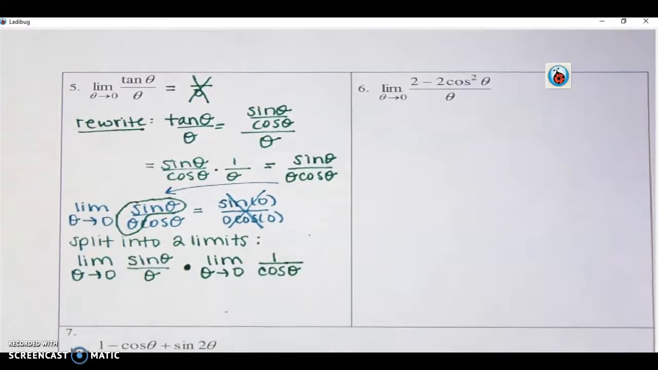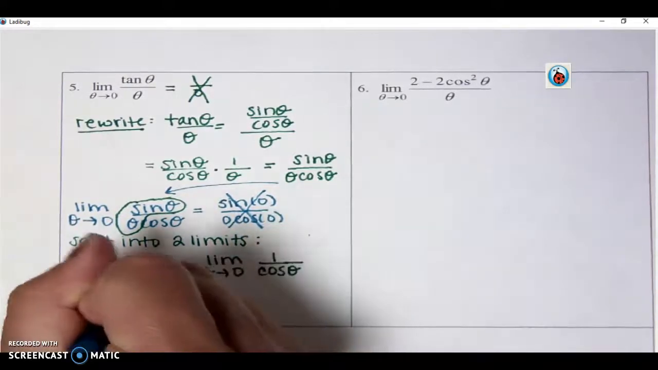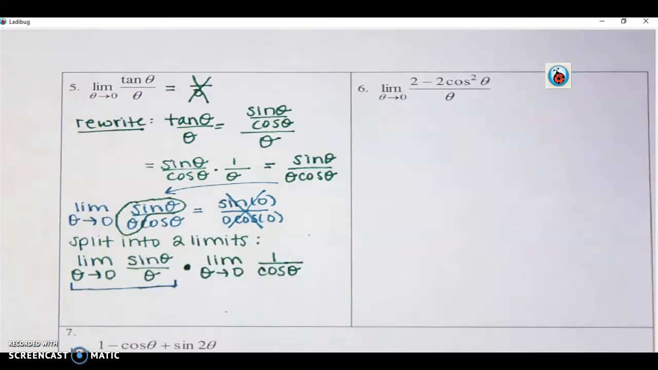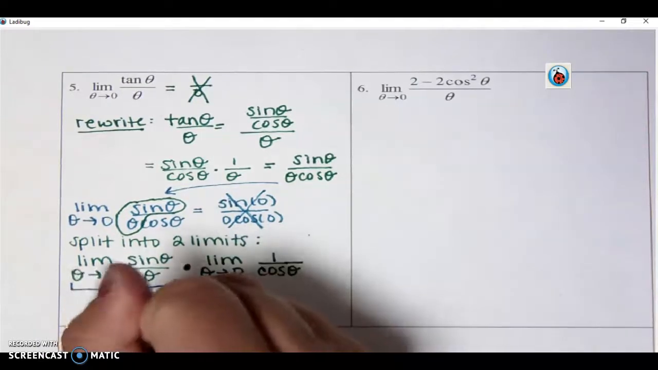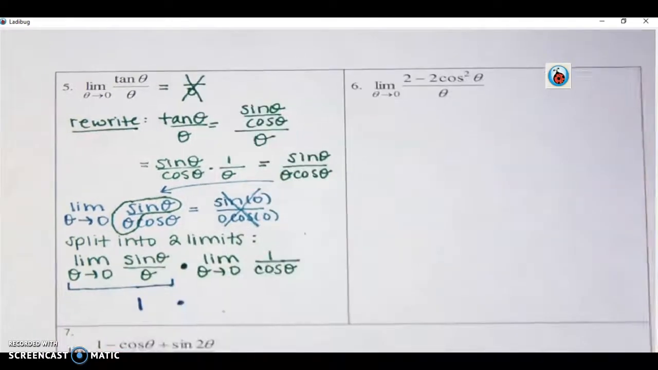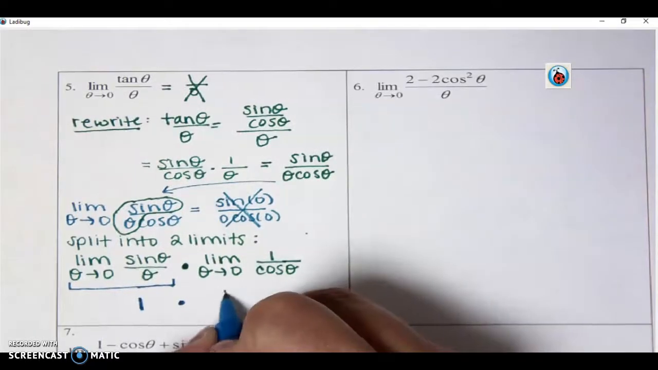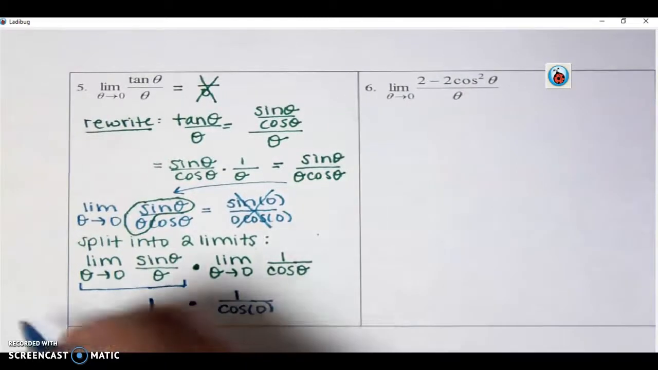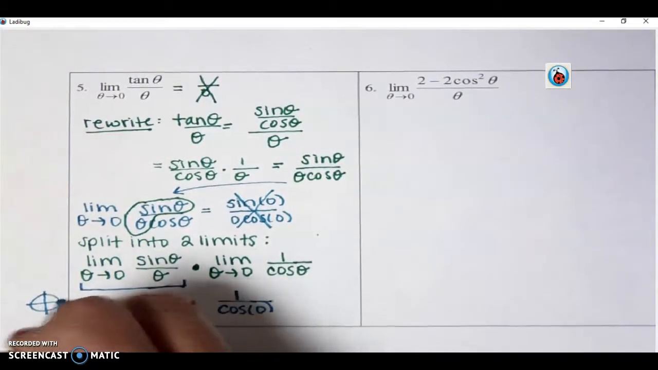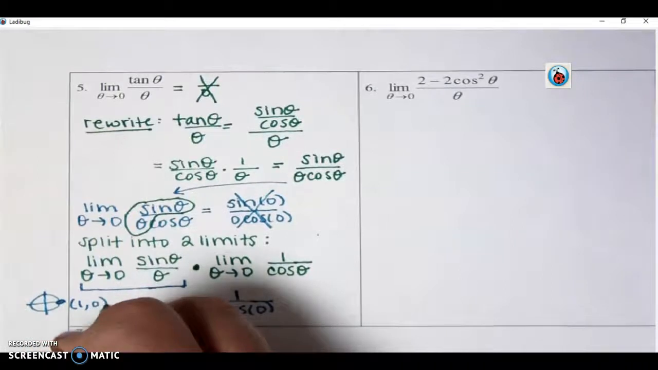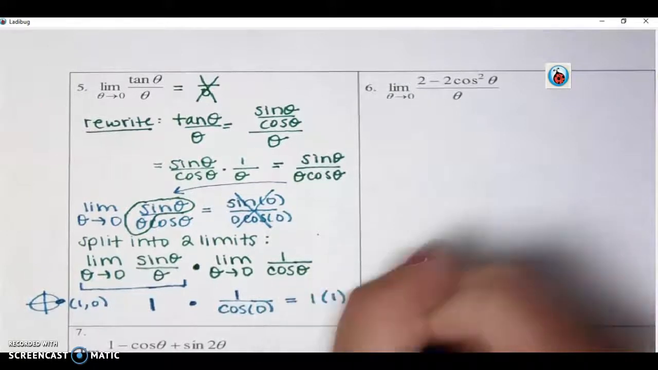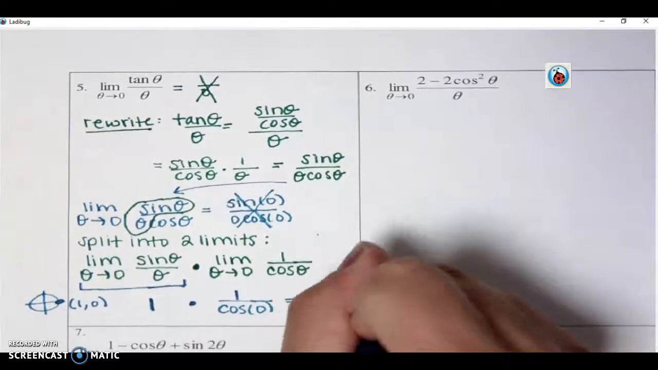Okay, so even though it looks like you can't do direct substitution, we know from the property from before that sine theta over theta, as long as theta approaches 0, it's always going to be 1. So that answer is 1. And then we can do direct substitution here. So 1 over cosine of 0. Well, think about your unit circle. At 0, it's (1, 0). Well, cosine is going to be 1 there. So it's going to be 1 times 1 over 1. So our answer is going to give us 1 there.